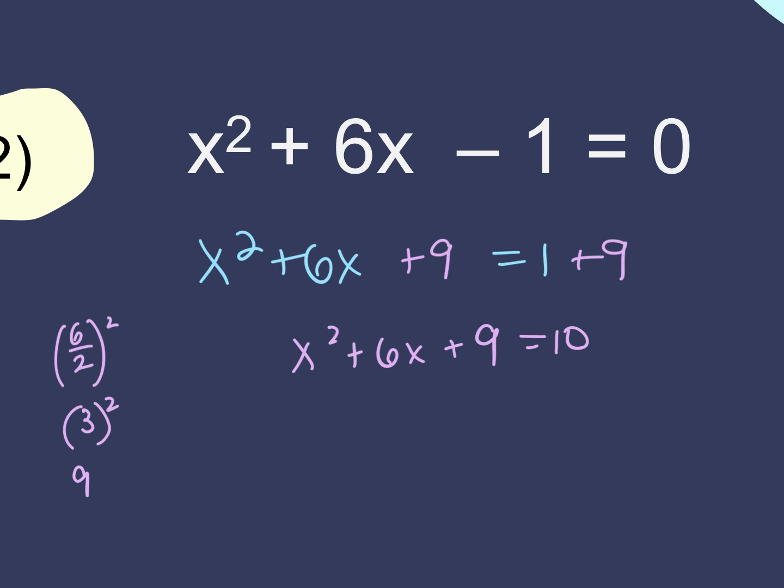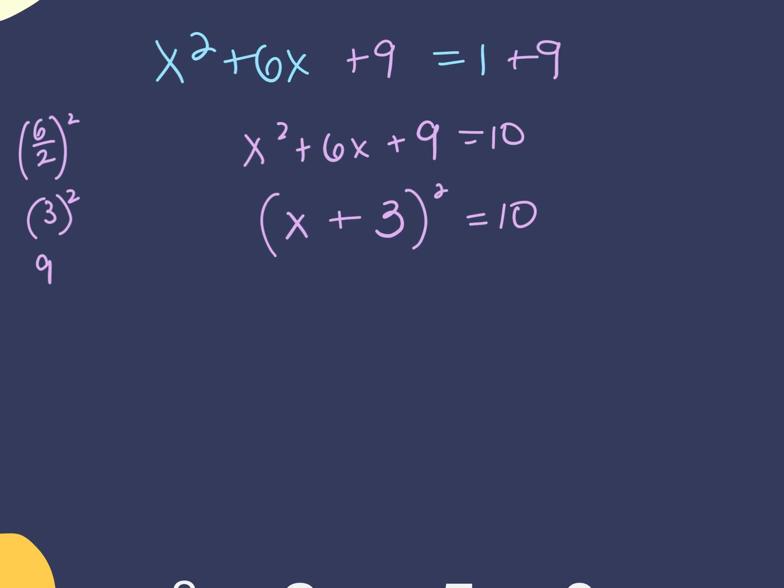So now I factor. Square root the x squared. Square root the 9. Take the sign from the middle. Put it in the parentheses and square it. And to solve, good, square root both sides, put the plus and minus in front of it. And then subtract the 3.